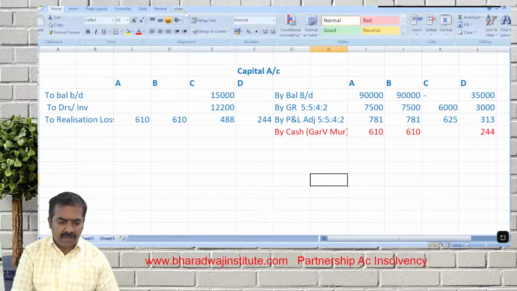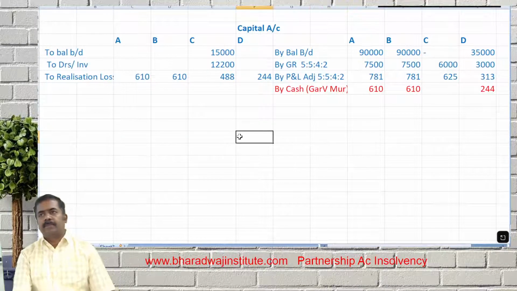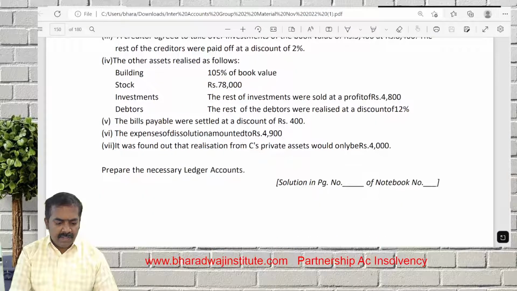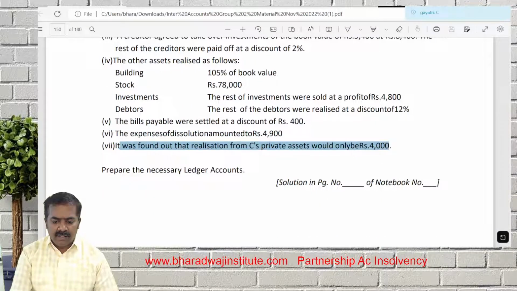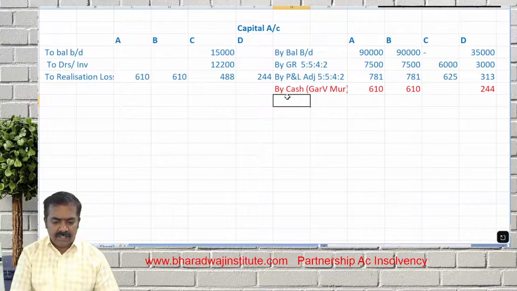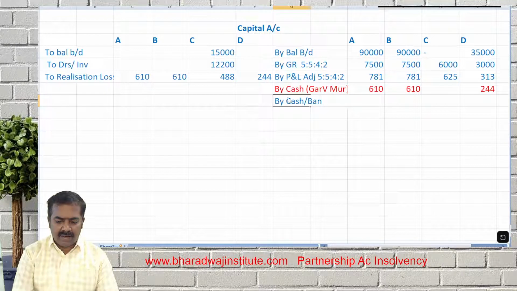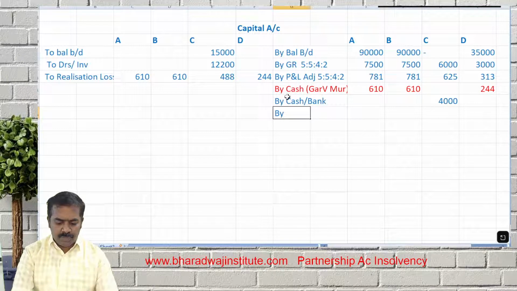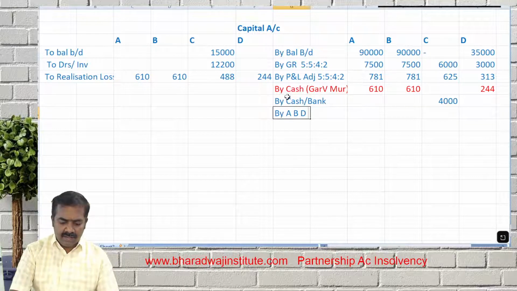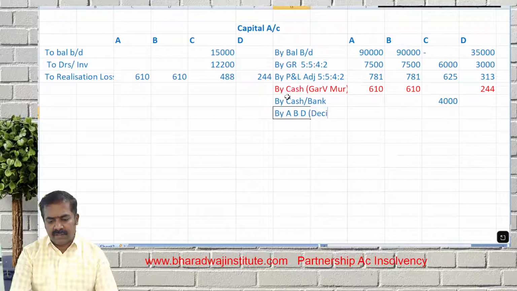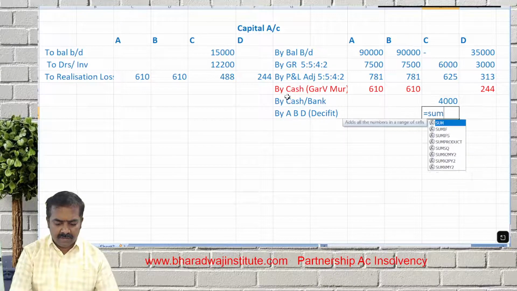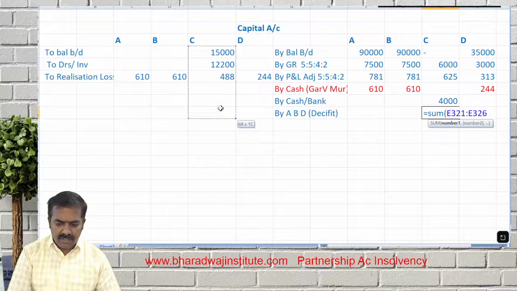On the share of loss of realization, the solvent partner should bring. Now, who became insolvent? Check the problem. Who became insolvent? C became insolvent. It was found that we are able to get only what? 4,000 from C. So, by cash or bank, how much is realized from C? Only 4,000 is realized. Balance loss should be borne by A, B, D. That is deficit. The deficit in C's capital, tally it, you will get it. Okay, this is the total he has to pay.